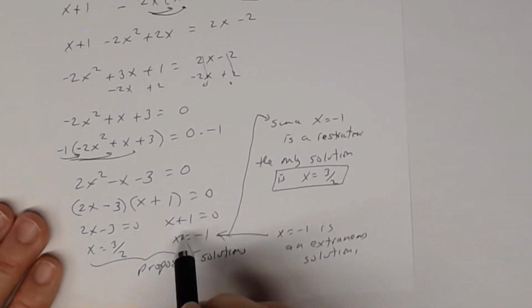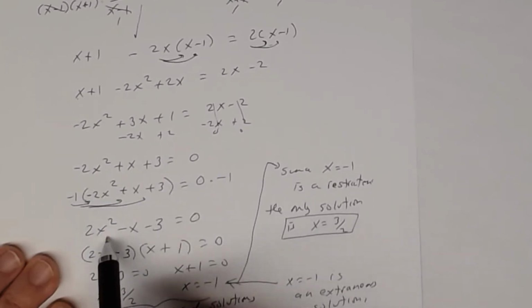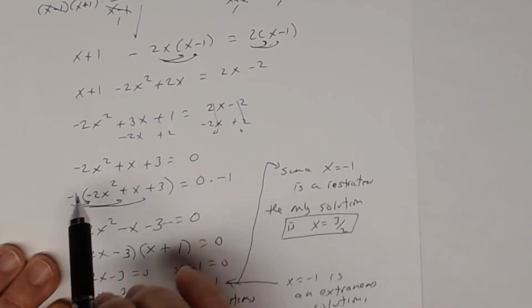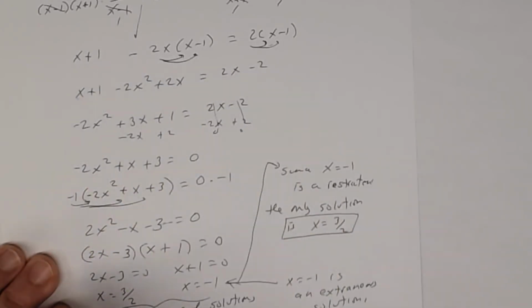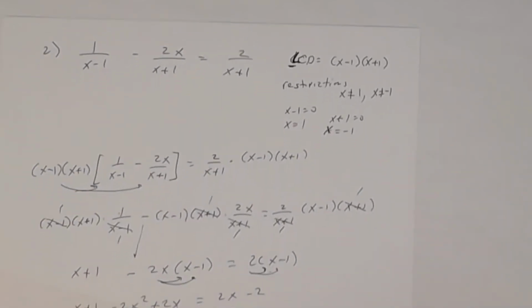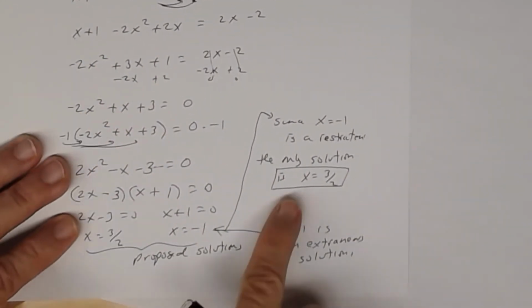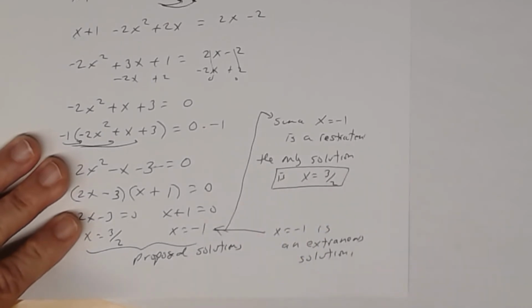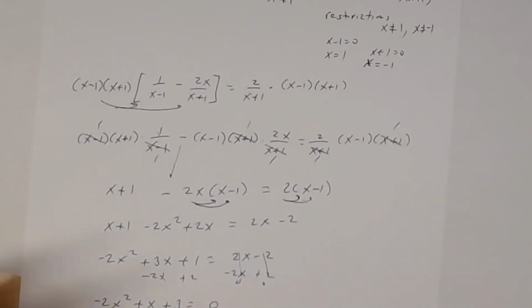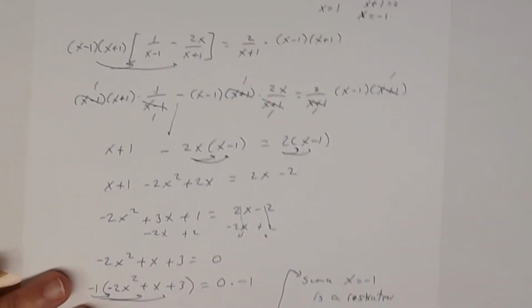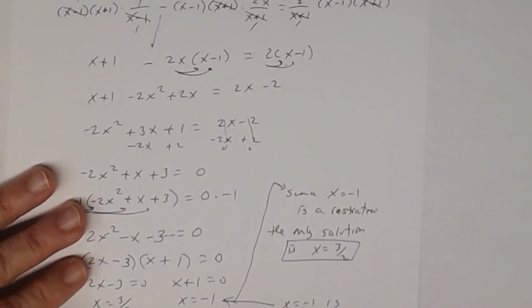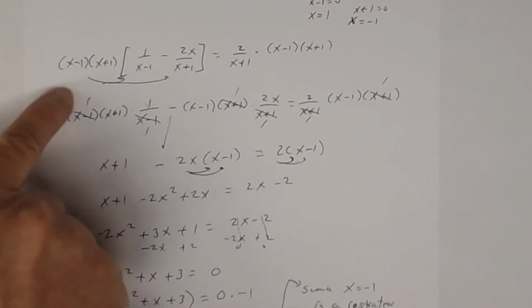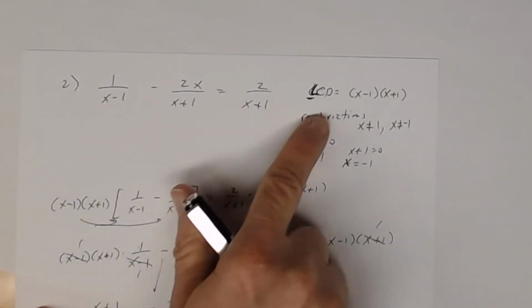So remember, when we think of the word extraneous, we think of false. x equals -1 is a solution to this quadratic equation, and this quadratic equation, but it's not a solution to the original. Okay? All right, so the only solution is 3/2. So that's number 2. Be aware that you could end up with extraneous solutions, and if you did all this work correctly, all you have to do is look to see what your restrictions are.